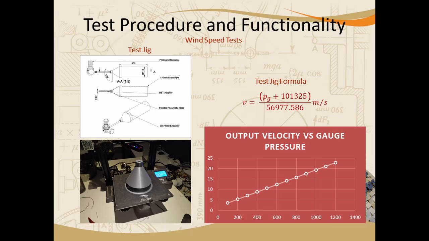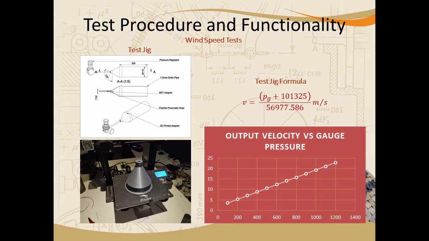Okay, for the wind speed tests. For the wind speed, I needed a way to generate wind speeds which are known to me in order to calibrate the device. So I derived a formula based on the dimensions of the test jig that I designed. And from there, we can see over here, this is the formula that was derived, or one of the formulas that were derived.